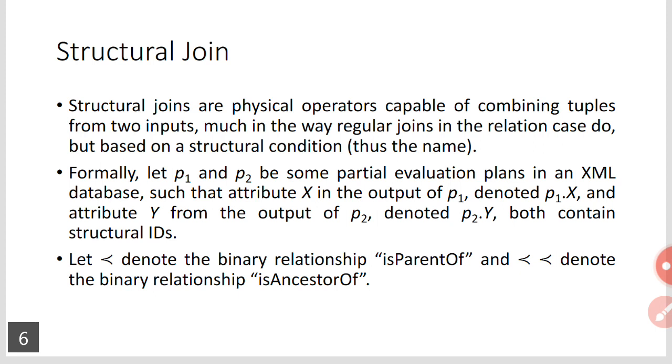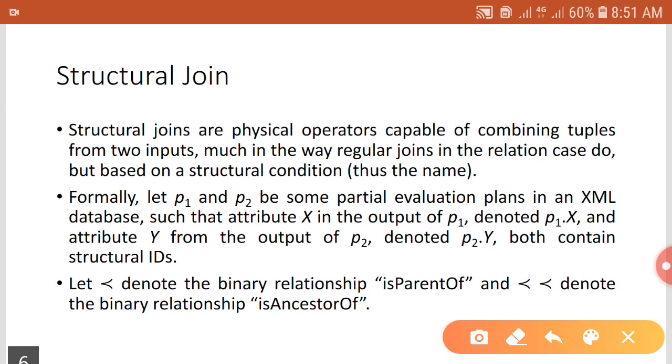Now there are various forms of structural condition. One is a parent-of condition and another is an ancestor-of condition. I will explain it. Consider P1 and P2 to be some partial evaluation plans in an XML database. Attribute X is in the output of P1, so it is denoted by P1.x, and attribute Y is in the output of P2, so it is denoted by P2.y. Both P1 and P2 contain structural IDs. Now this symbol denotes the binary relationship is-parent-of.